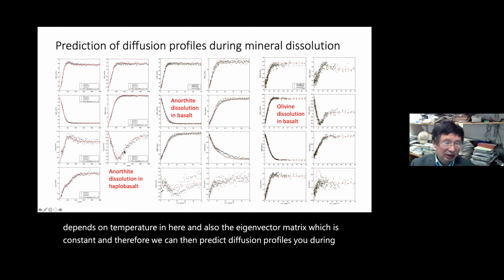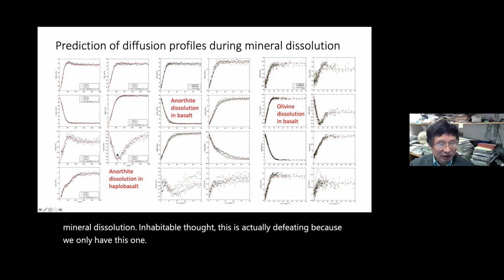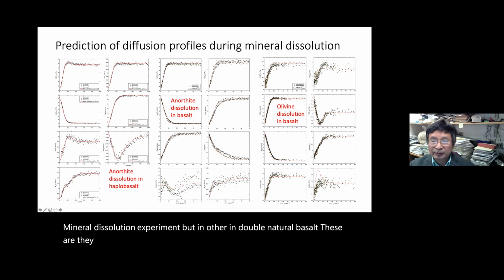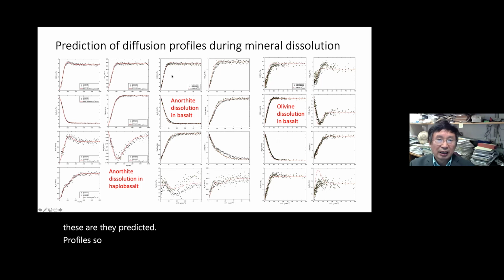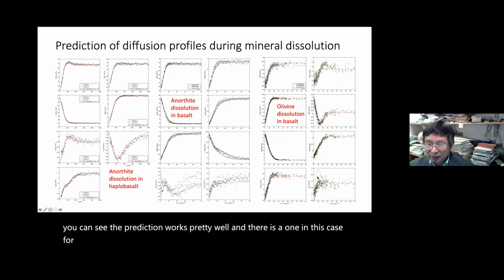In haplobasalt, this is actually the fitting because we only have this one minor dissolution experiment. But in the natural basalt, these are the predicted profiles. So predicted curves are in red and the data are scattered in here. So you can see the prediction works pretty well. And in this case, for olivine dissolution in basalt, somehow potassium is not predicted very well.